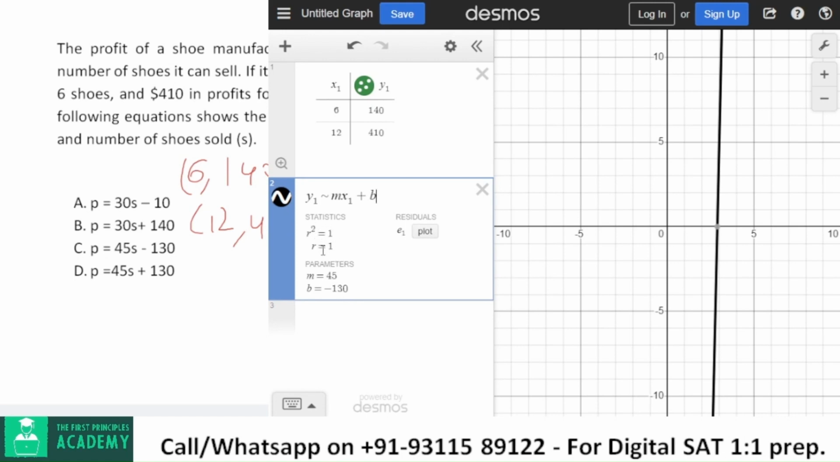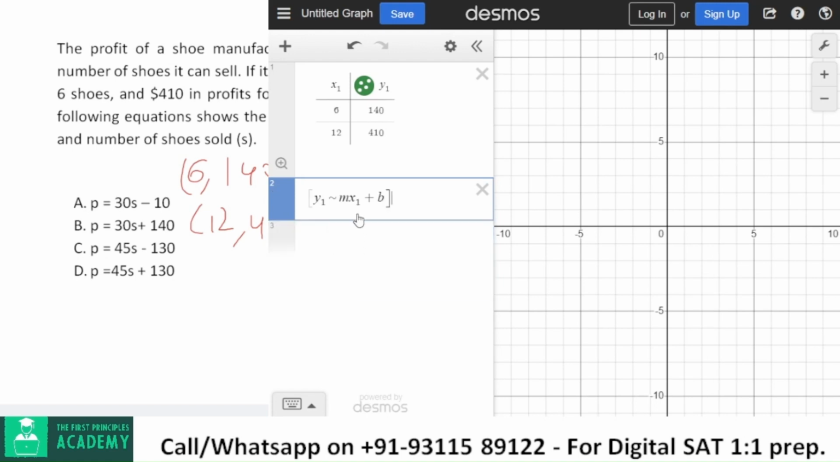And just make sure that the r square value is 1. That is that this line is exactly going through these 2 points. If that happens, then the r square will be 1. You don't need to worry too much of what this is unless you are aware of statistics. Just ignore it, but just make sure r square is 1. Then you have the equation of the line. Y is equal to 45x minus 130.